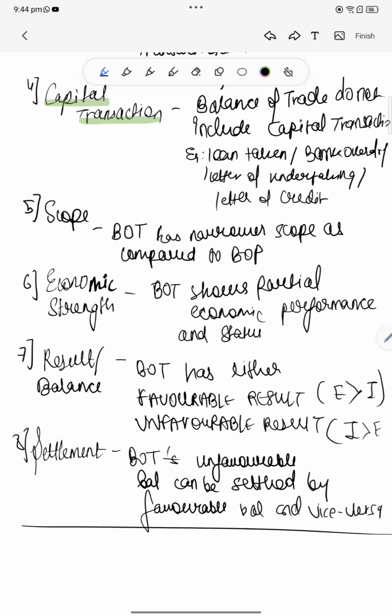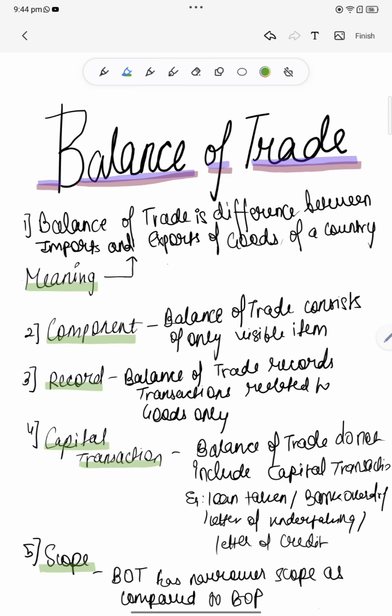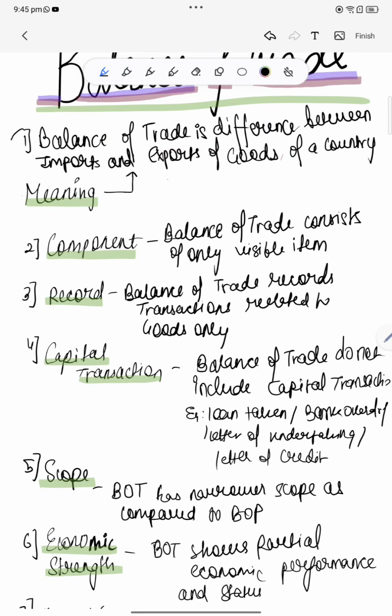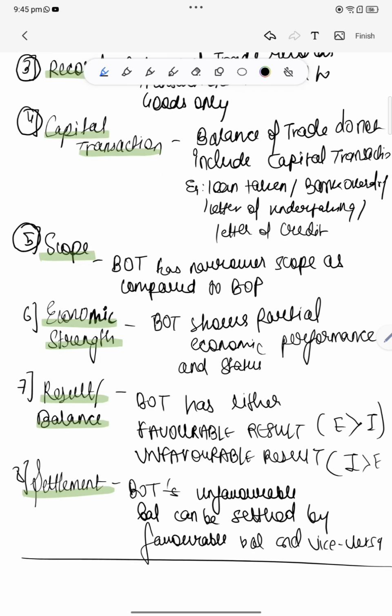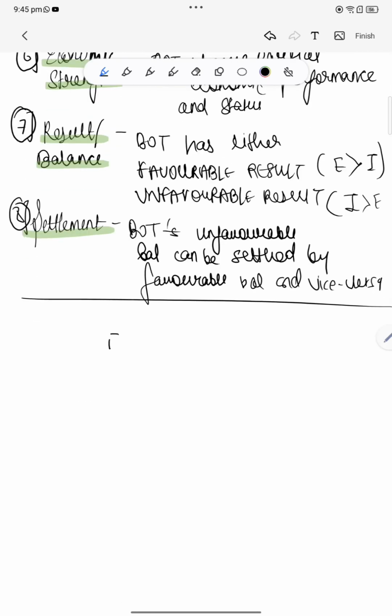Now let me explain it in brief. This was just the overview. I'll explain each and every point. Just wait. Okay, so first is balance of trade. What is balance of trade? Balance of trade is a difference between export and import of the country. This is the first point, this is the second, third, fourth, fifth, sixth, seventh, eighth. The first point talks about what is balance of trade.